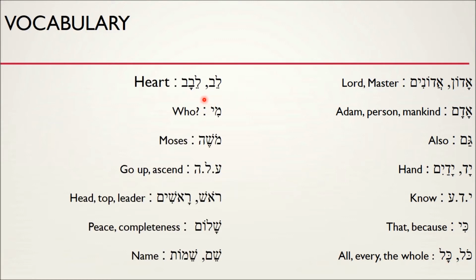Next column we have Lev and Levav, which is heart. Mi, which is who. Moshe, which is Moses. Alah, the verb go up or send. Rosh, and Rashim, which is head, top, or leader. Shalom, which I'm sure sounds very familiar. That is peace or completeness. And the last one is Shem, and the plural form Shemot, which is name. And just a note here, again, we have this construction mi that can be confused with the preposition meaning from. So this is just where you'll have to pay attention to context.